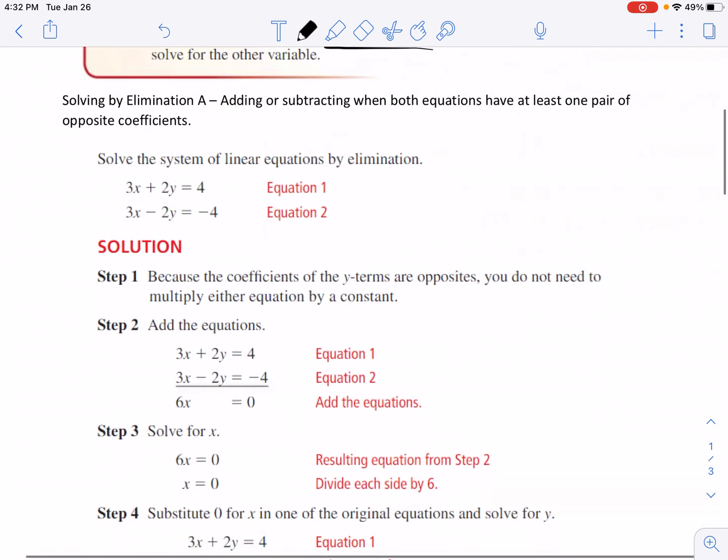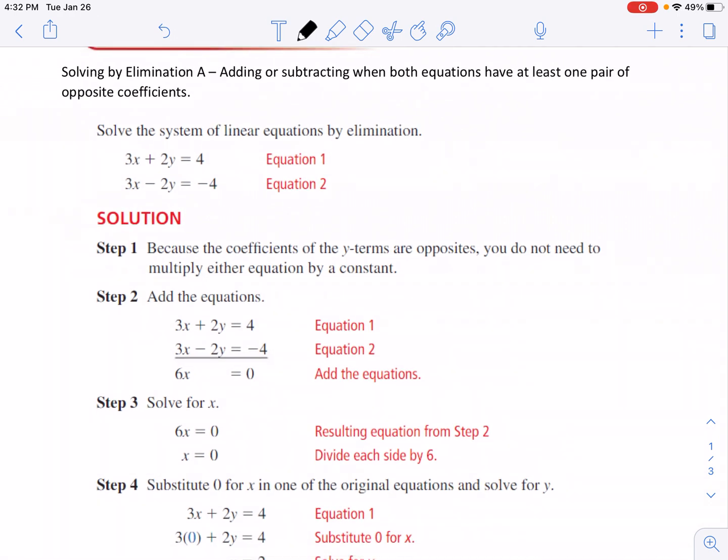Now, I provided an example problem of what that would look like. Specifically, today we're only going to focus on adding or subtracting when both of the equations have at least one pair of opposite coefficients, okay? So we're only today just looking at those that already have opposite coefficients given to us.